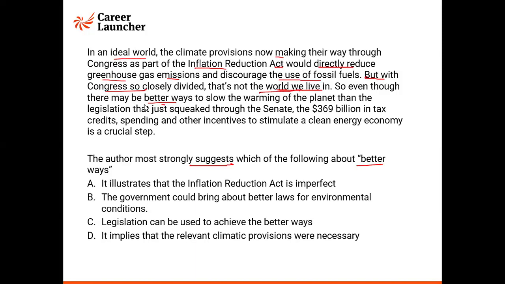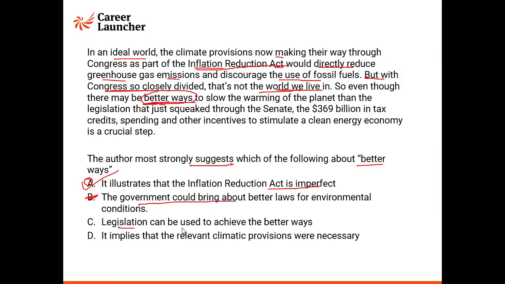So even though there may be better ways, what does it mean? It simply means that this act that we are going for is not really the best solution we have. And the only logical choice in that case must be A part, that the act is imperfect because there are better options available.